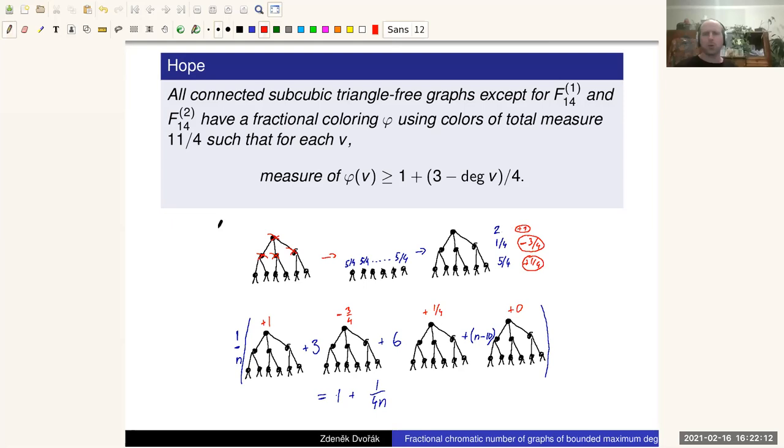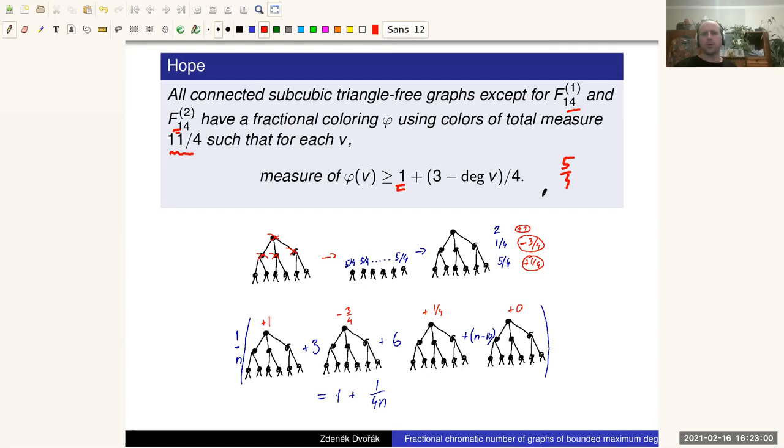Suppose we have this subcubic triangle-free graph, which is not one of these exceptional ones, and we would like to get its fractional coloring, which uses colors of total measure 11 over 4. On vertices of degree 3, we want to assign a color set of measure 1. But to vertices of smaller degree, vertices of degree 2, we want to actually assign even larger sets. So we want to make it harder for us to get the coloring. And in particular, on vertices of degree 2, we want to get 5 over 4 colors.